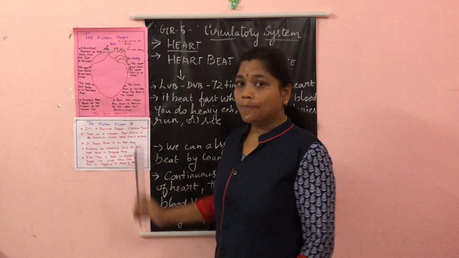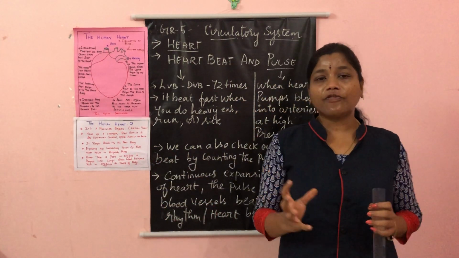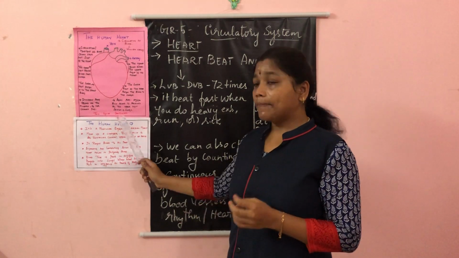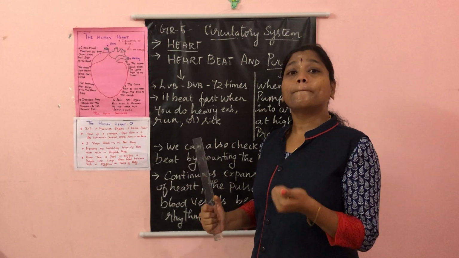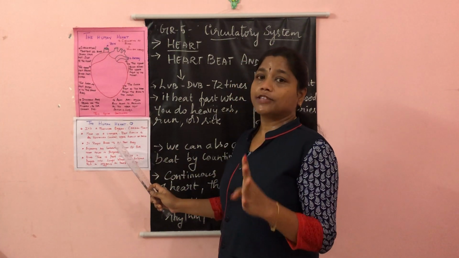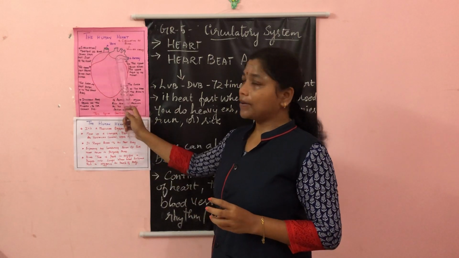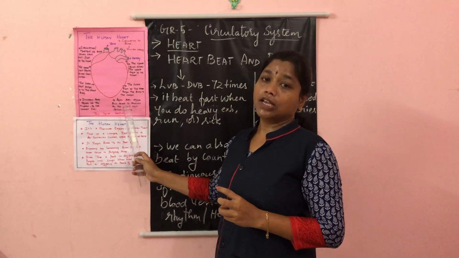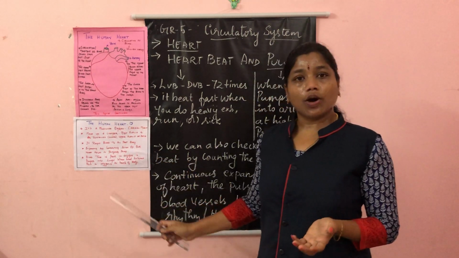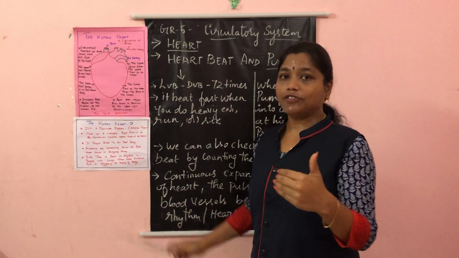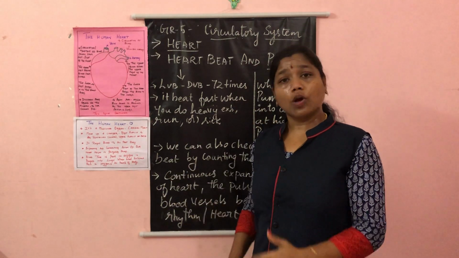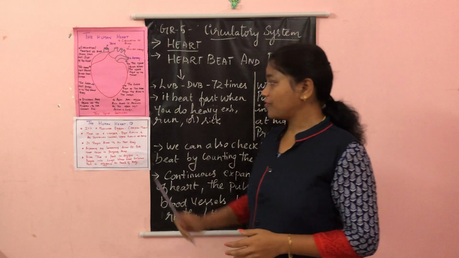So the heart is a muscular organ made up of a special type of muscle called cardiac muscle. The major function of the organ is to pump the blood, and it has four parts. The lower ones are called ventricles and the upper ones are called auricles or atria. Upper left, lower left, upper right and lower right. We have four chambers of the heart.